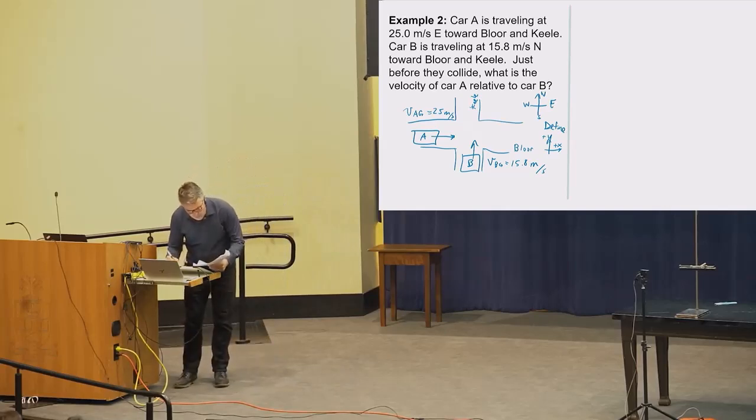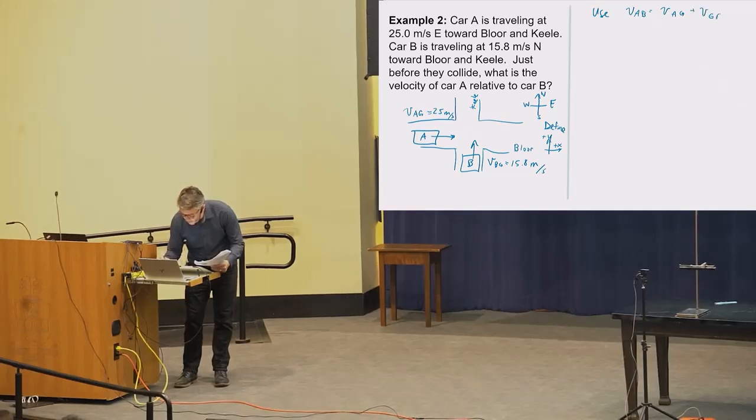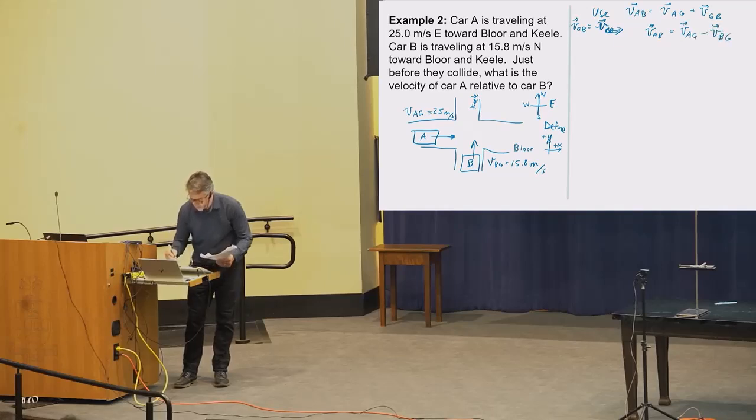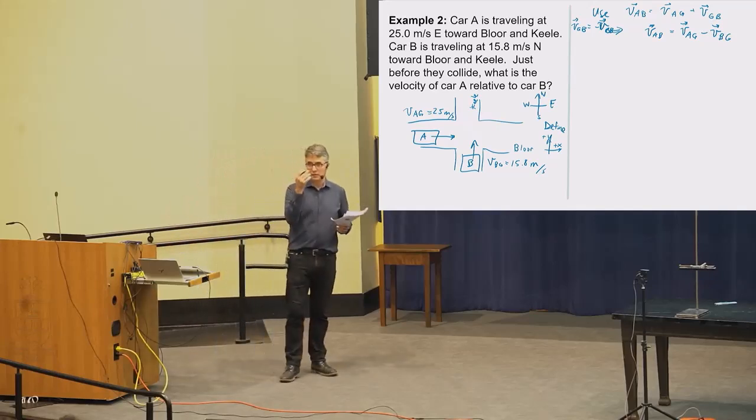So the answer is, let's use VAB is equal to VAG plus VGB to make those G's cancel. It's a bit weird. Also, VGB equals negative VBG. So what this means is that VAB, which is what you're trying to find, is equal to VAG minus VBG. These are the two numbers that you're getting. So sometimes you have to use this equation and flip things around according to the data you have.